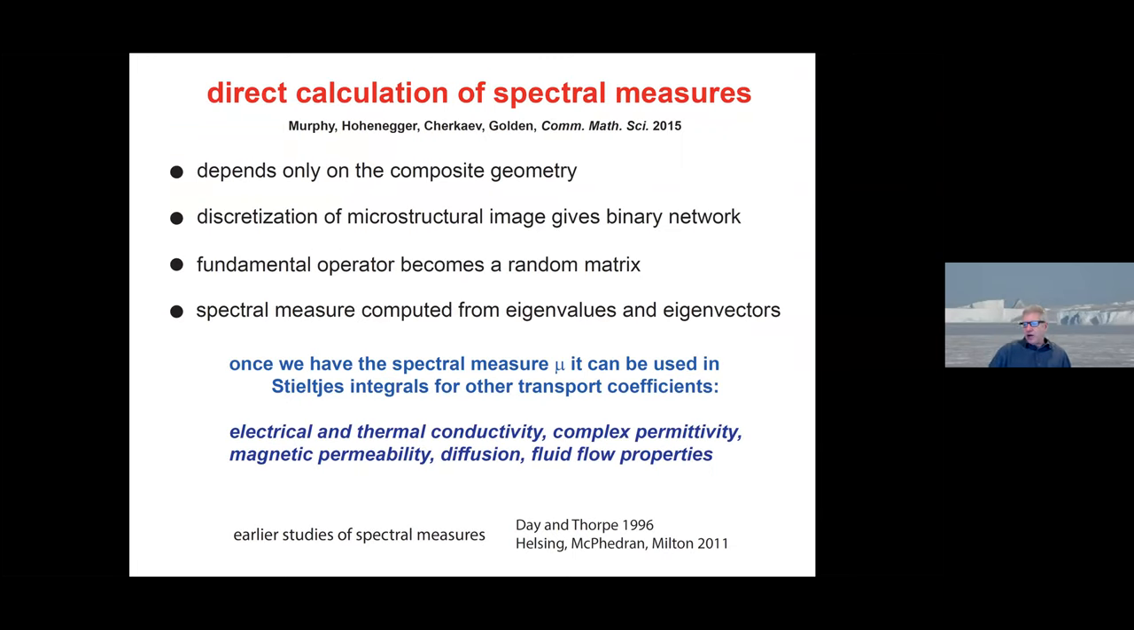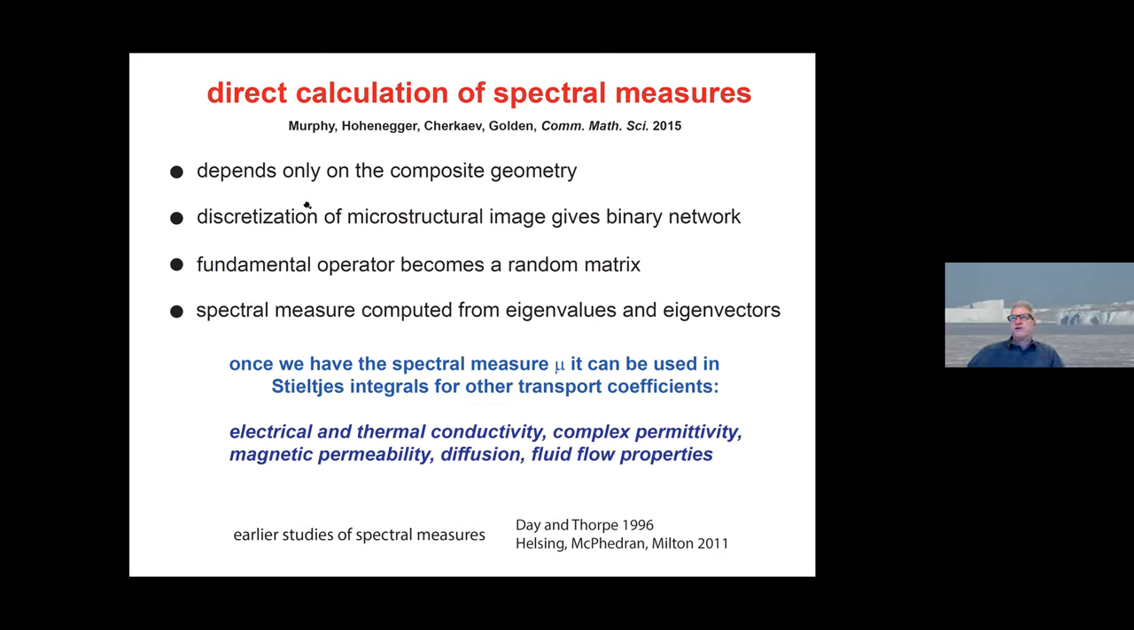Okay, so we realized quite a while ago that if you could get your hands on this spectral measure, then you really have your hands on most everything. In other words, you have all these different properties: electrical conductivity, thermal conductivity, complex permittivity, magnetic permeability, diffusion. But they all have the same spectral measure because that's determined by the geometry. So if you can calculate that thing, then you know you've really got your hands on something very powerful.